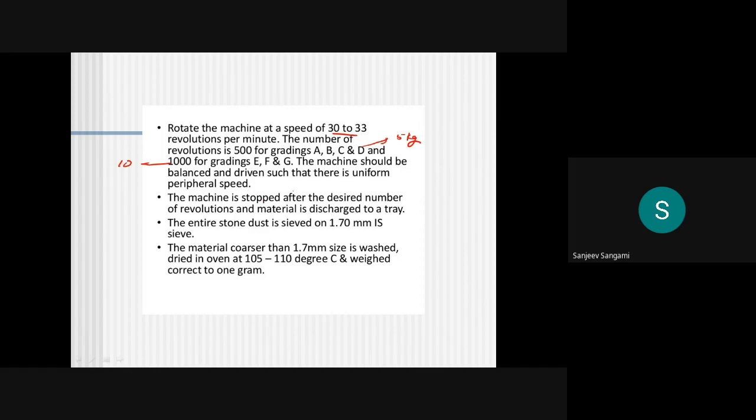The material is discharged to a tray. The entire stone dust is sieved. This is important: after you finish the revolutions, it has to be sieved on a 1.7 mm IS sieve. Then the material coarser than 1.7 mm sieve is washed, very important, and dried in an oven. Weigh it correct to 1 gram. So if any small decimals are there, you correct it to grams.